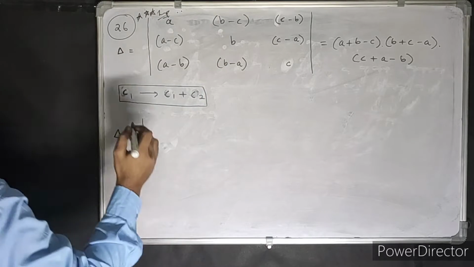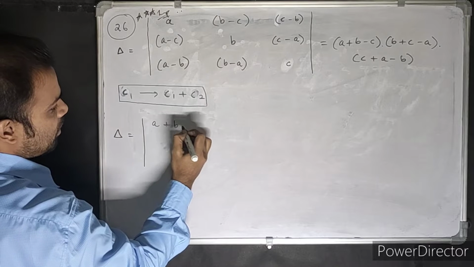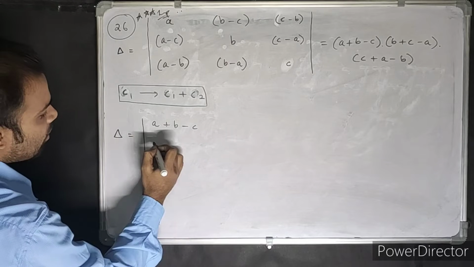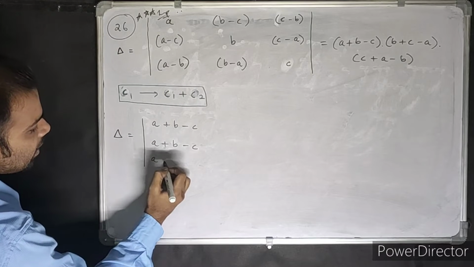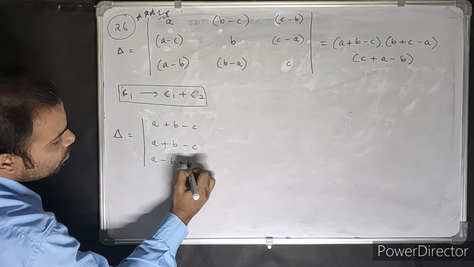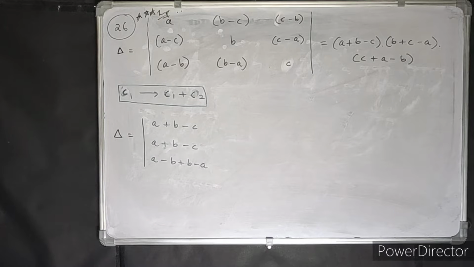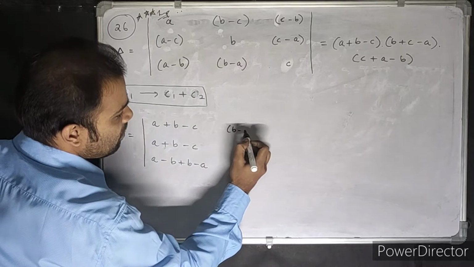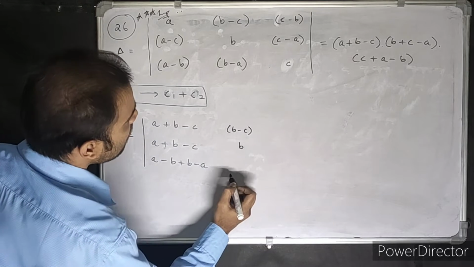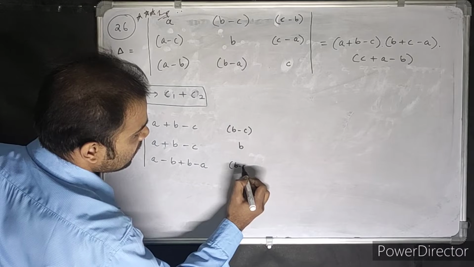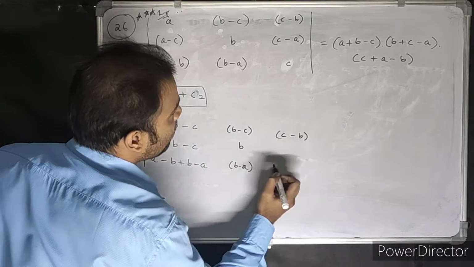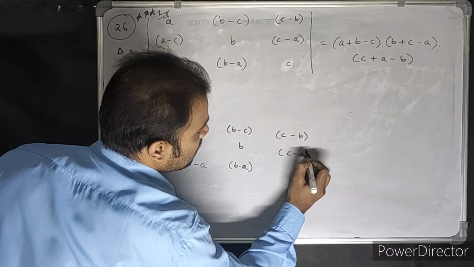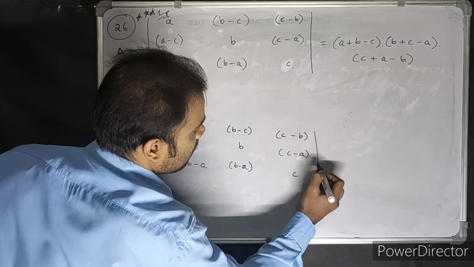So what do you get? You get A plus B minus C. Again you get A plus B minus C. And over here you get A minus B plus B minus A. This is your first column. First column is over. Other things: B minus C, B, and B minus A. Then C minus B, C minus A, and this is C.